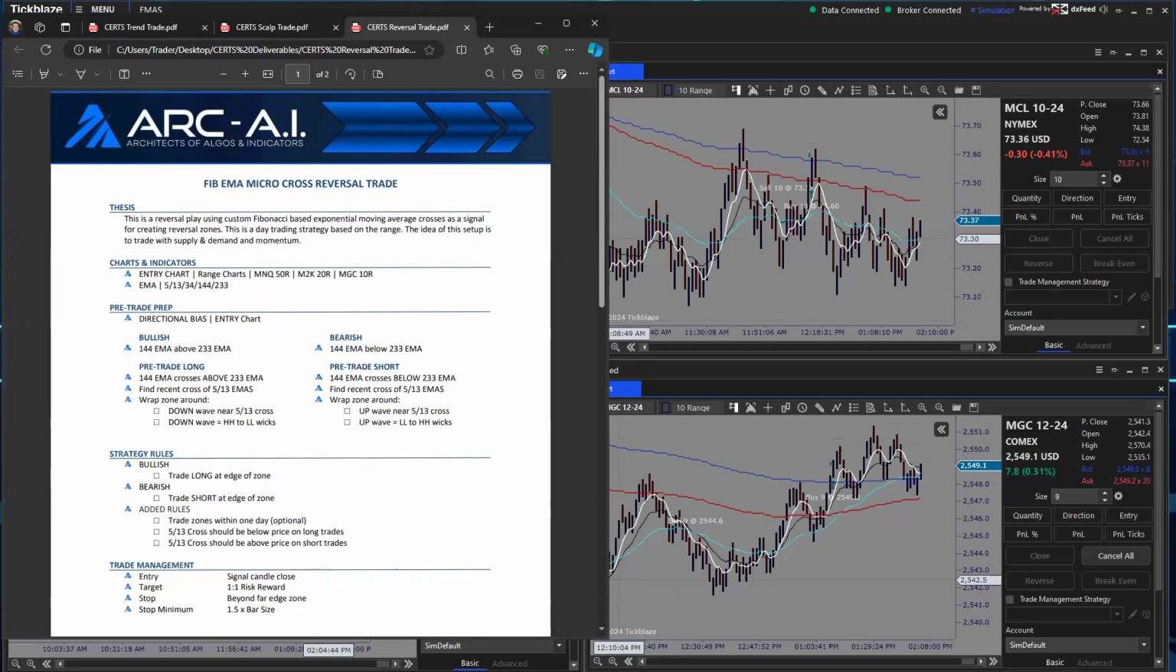How do you delete the EMAs on the right? You can go into the indicator and where it says price marker in Ninja, you want to turn that off. If you turn off price marker in Ninja, that will get rid of them.